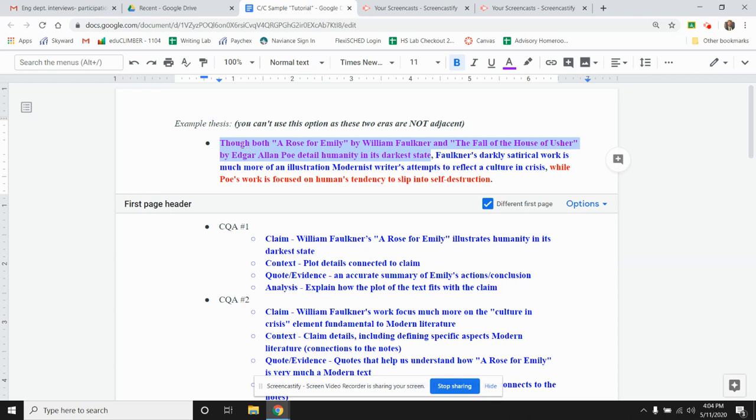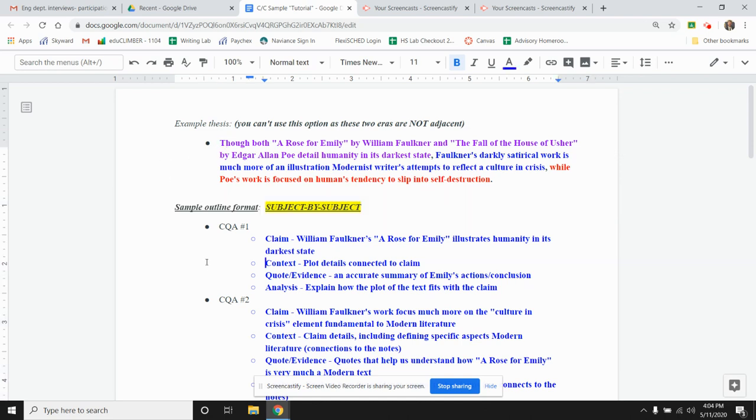That was my thinking. So let me read this thesis claim to you, and then I'll showcase the two different formats. So the thesis reads, though both A Rose for Emily by William Faulkner and The Fall of the House of Usher by Edgar Allan Poe detail humanity in its darkest state, Faulkner's darkly satirical work is much more of an illustration of a modernist writer's attempt to reflect a culture in crisis, while Poe's work is focused on humans' tendency to slip into self-destruction.